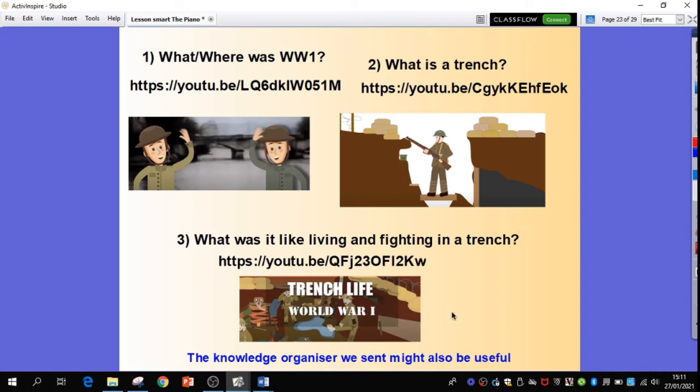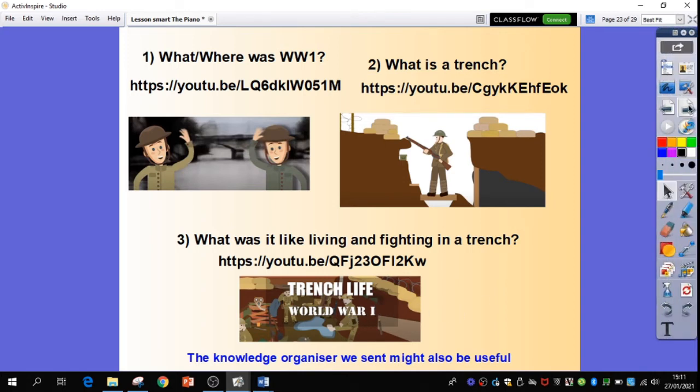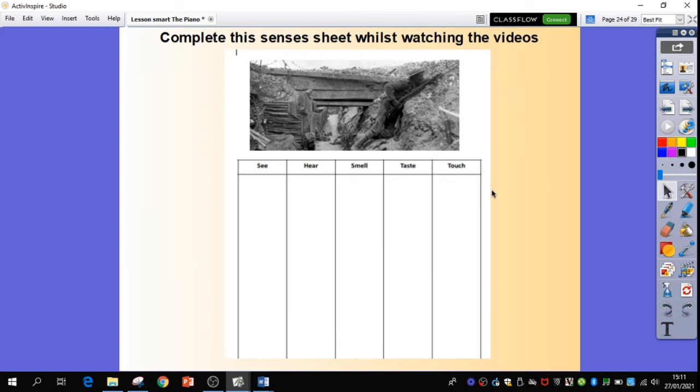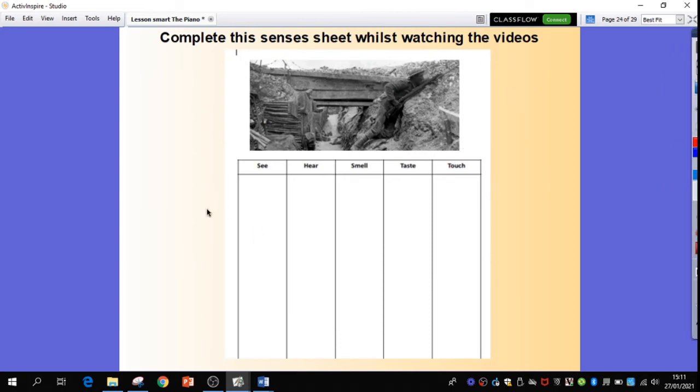When you are watching these, I have sent you a senses sheet for you to fill in. Again, we did one of these in Pompeii and it was very useful for you. It will be very useful for when you do your letter writing. Now, some of you will have a senses sheet showing all 5 senses. Some of you will only have it with 2 of the senses.